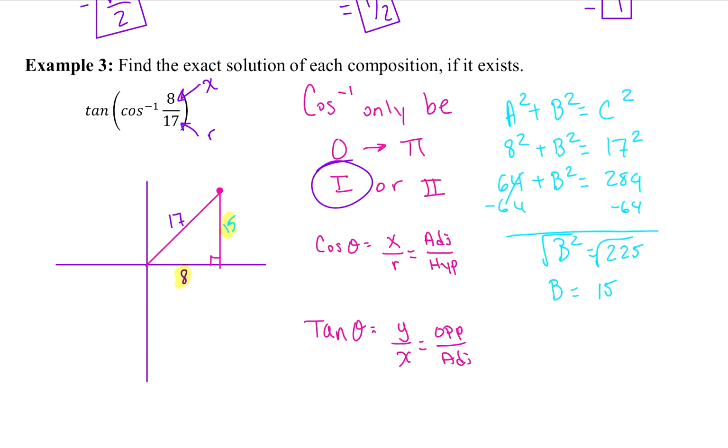So we can address this question now. The question was, what is the tangent of theta? So the tangent of theta equals the y value over the x value, so 15 over 8. And that would be the solution we're looking for. So all it was is just taking the pieces we know, plugging them in, and then solving for that missing one on the outside.